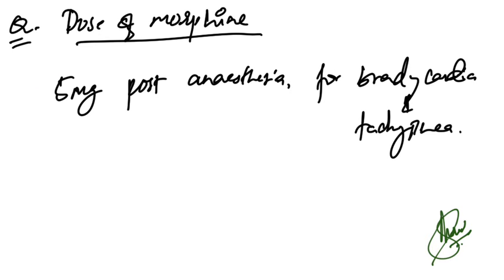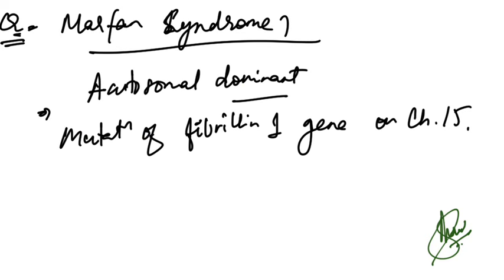Now, dose of morphine, 5 mg post anesthesia for bradycardia and tachypnea. This was the question asked. Can you recall more options? I will be including that. Marfan syndrome is autosomal dominant, with mutation of the fibrillin 1 gene on chromosome 15. That is the answer for Marfan syndrome.